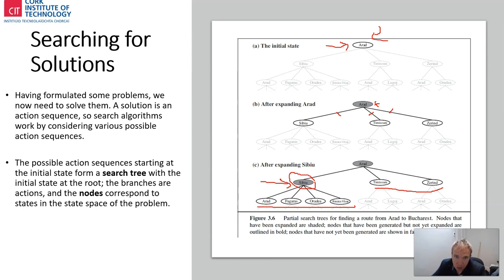And again, like in this example up here, Arad is currently the frontier node. We expand it. Thereafter, these 3 nodes are added to the frontier. We expand Sibiu. Thereafter, these 4 leaf nodes are added to these 2 leaf nodes combined together, which is the set of the frontier. Okay?